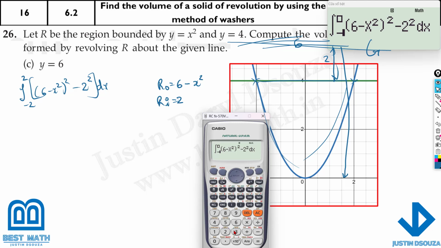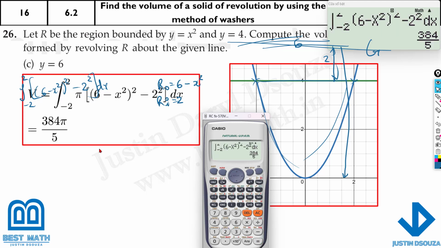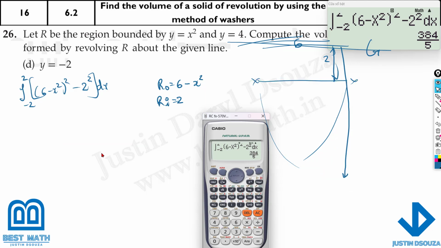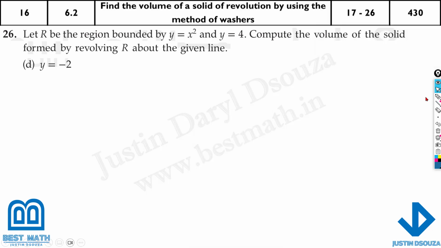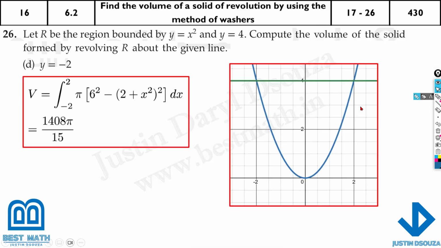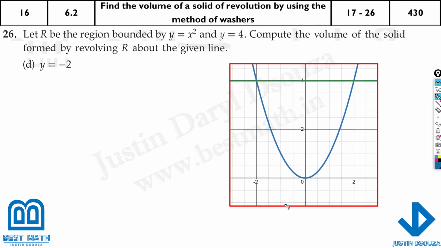And here we have minus 2 to the top 2. It should be 384 pi by 5, yes. What if it's minus 2 now? Here we have, again, minus 2, that's somewhere over here, and that's being rotated. What will be the outer radius?